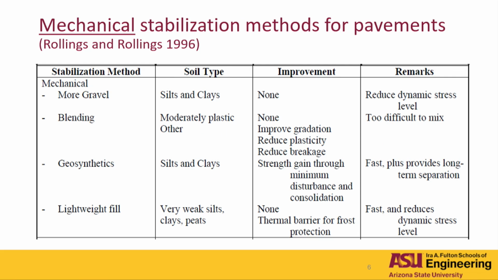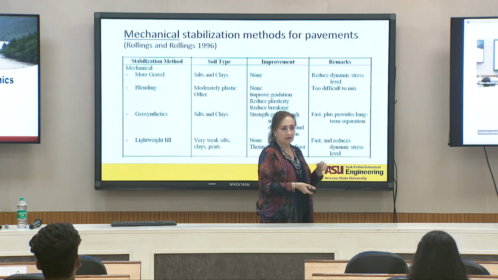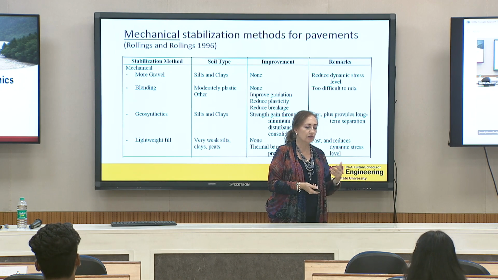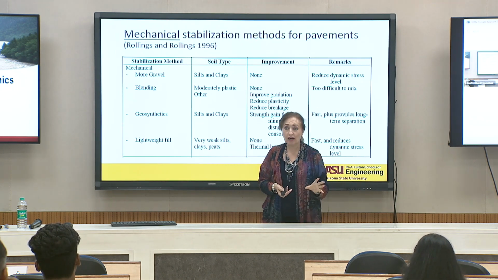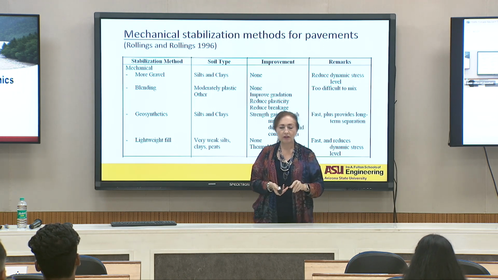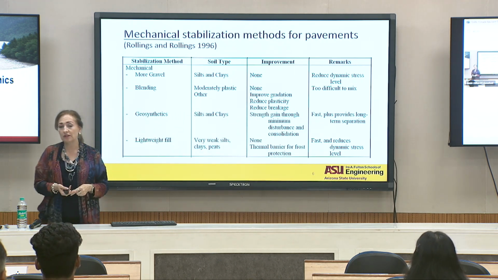There is a very nice reference available by Ray Rollins and Rollins, 1996, and they do a very good job summarizing, in a big report, the methods for low volume roads. This one includes, like I said, more gravel, blending, geosynthetics, lightweight fill. They have tables showing what kind of soil type you can use each for, which one is more suitable, how these improve the soil, and some other considerations you need to think about when you need to decide, right?